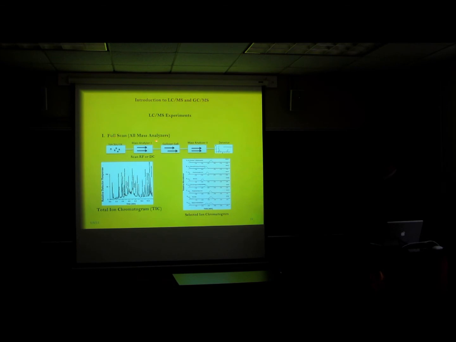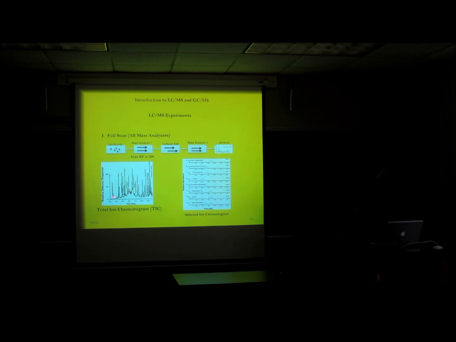First and most simple is a full scan, where you're going to scan over a mass to charge range from say 50 to 1500. Detect as many components as possible in that window. And what you're doing there is you're scanning your RF on your first quadrupole, forming your ions, letting all of those ions pass through. You've got your collision cell opened up. You're not introducing anything in here to break it into pieces. And you've got your mass analyzer 2 opened up. So you're basically only using this as a single quad. Form ions, separate out by scanning RF, hit detector, get mass spectrum.